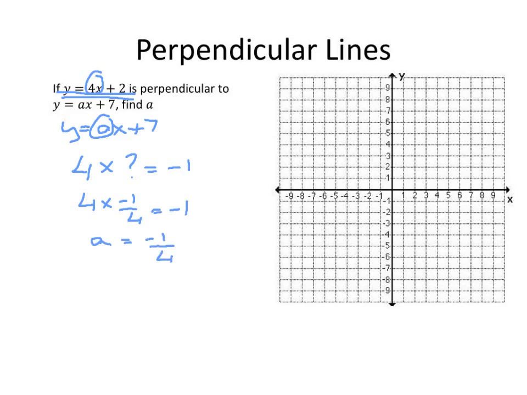So the equation of this other graph would be y = -1/4x + 7. And those are perpendicular lines.